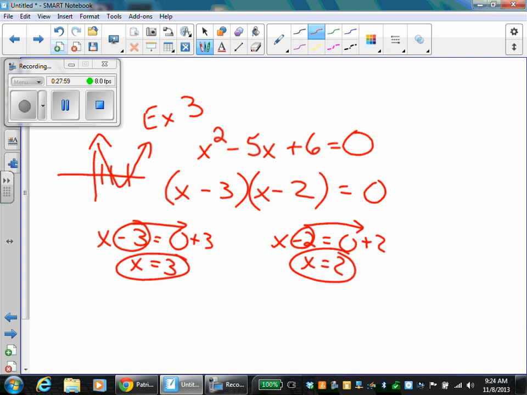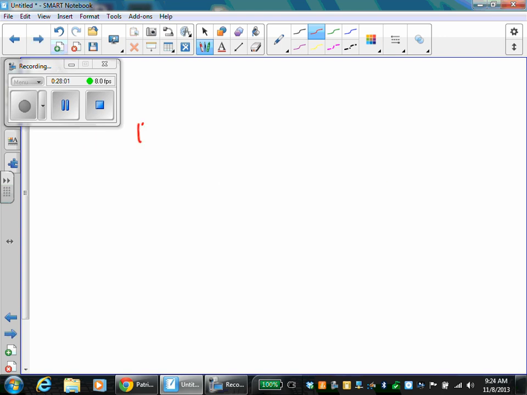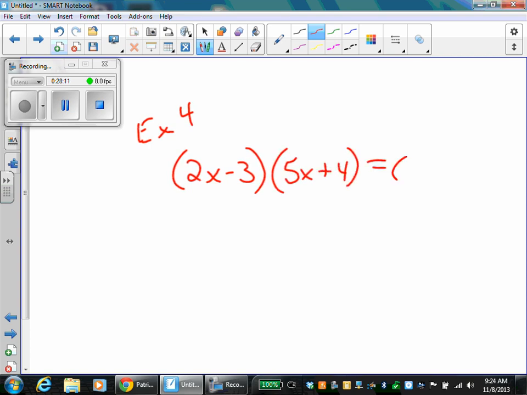Like, for example, what if you get a factor form that looks like this, 2x minus 3 times 5x plus 4. Now, this came from an advanced trinomial, right? Because it's got coefficients in front. But can you guys tell me what's going to make this whole thing be 0? So this is why I show you. Does that make sense? This is a harder one.